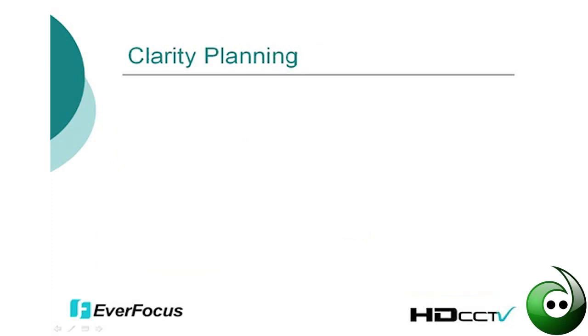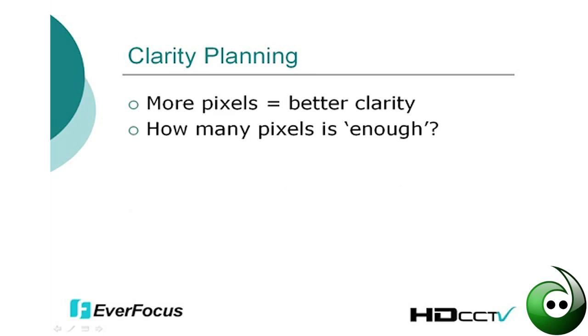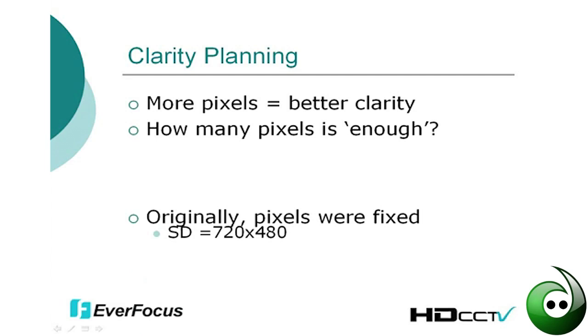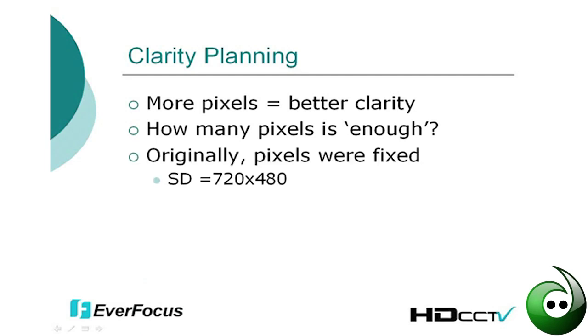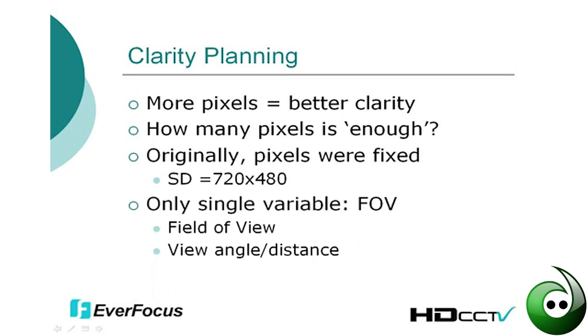That brings us to clarity planning. If we want clear pictures on zoom, we need to do clarity planning, and that's always been an issue, but now it has a new dimension. More pixels gives us better clarity, but how many pixels is enough? Originally, the number of pixels was fixed. Everything was in standard definition, 720 by 480, a third of a megapixel. That's all we had to apply.